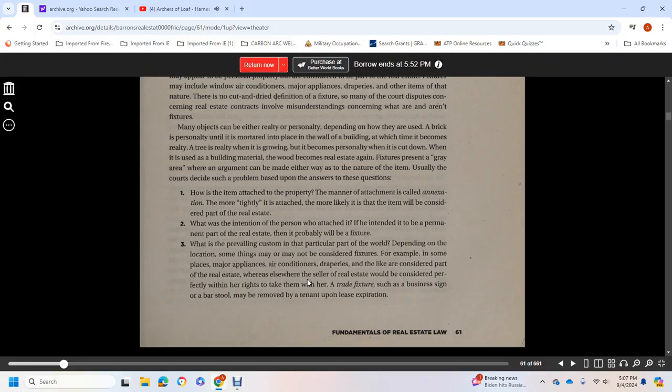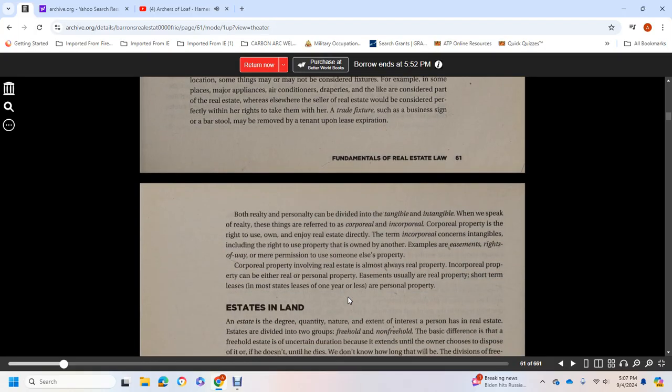For example, in some places major appliances, air conditioners, drapes and the like are considered part of the real estate, whereas elsewhere the seller of the real estate would be considered perfectly within her rights to take them with her. Trade fixtures, such as a business sign or bar stool, may be removed by a tenant upon lease expiration.